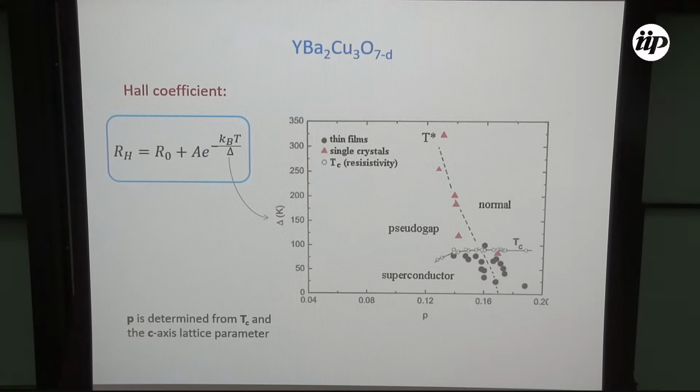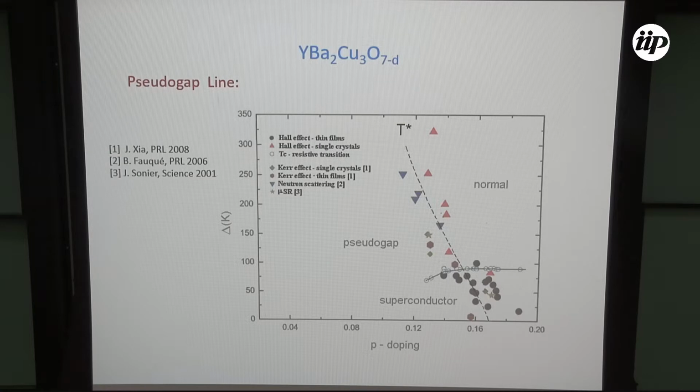And this is this parameter delta. Here I put together the parameter obtained by Hall effect experiments with some points obtained by Kerr effect and neutron scattering, muSR, etc. And it seems, in spite of some dispersion, to have some coherence. And important is that we have several points inside the superconducting dome.